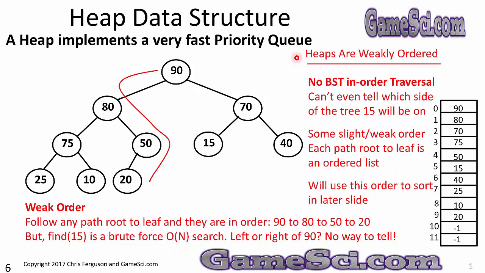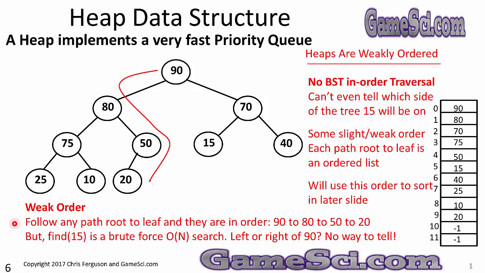Heaps are weakly ordered. There's no BST in-order traversal. You can't even tell which side of the tree 15 will be on. If you are searching for 15 here at the top of the tree, you don't know whether you should go this way or that way. There is some slight or weak ordering. Each path, root to leaf, is an ordered list. If you start at 90 and move down the tree, 80, 50, 20, that is an ordered list. We will use this order to sort in a later slide.